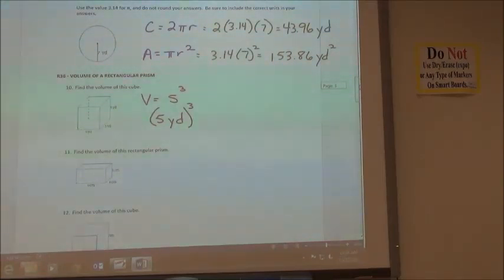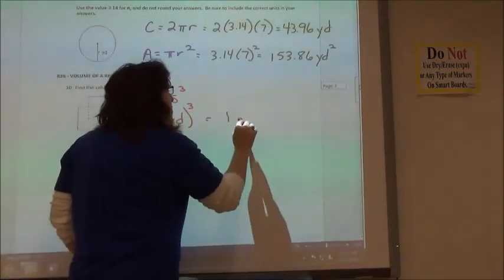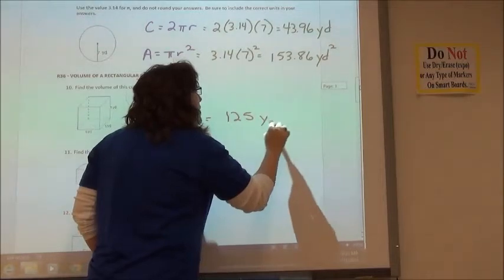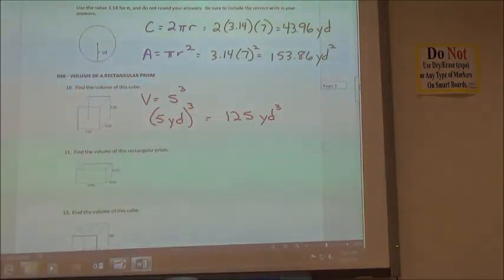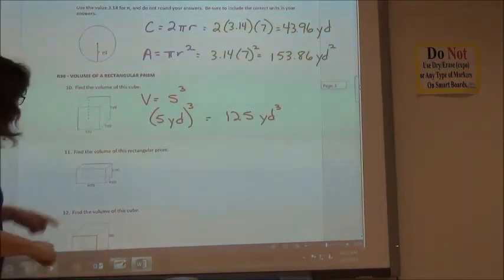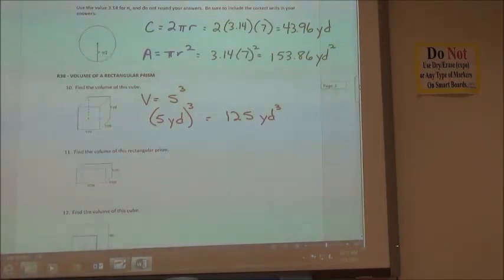And 5 to the 3rd power gives you 125. So I get 125 yards to the 3rd power. Volume is always in cubic units. It's like filling them up with little ice cubes. How many ice cubes of the same size can I put in there? 125 in this case.